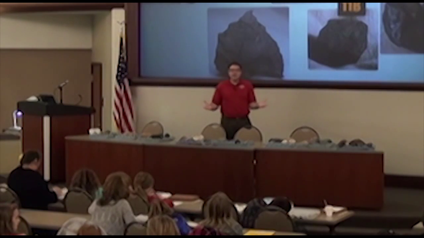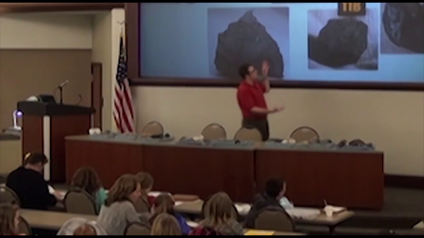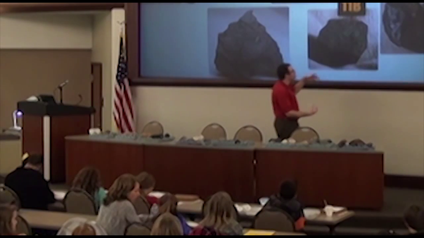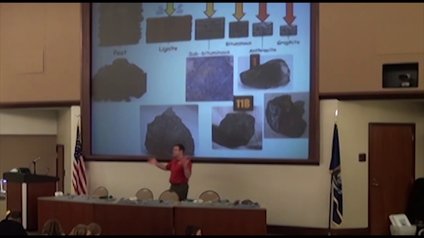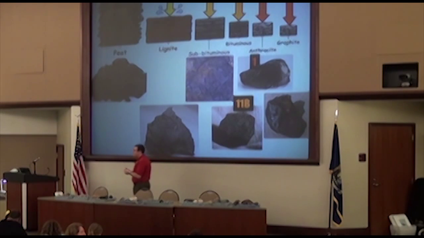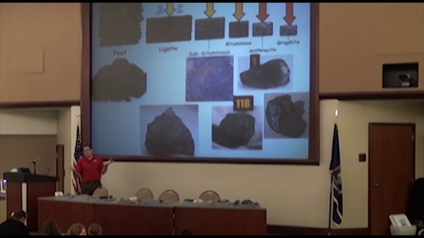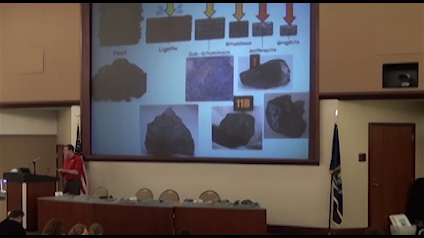Now, in the right conditions, theoretically, if you put enough pressure onto anthracite coal, graphite can form, which is another rock or mineral, depending on how you look at it. And that's almost pure carbon. It doesn't really happen very often in nature, but it is theoretically possible. So I want to bring that to light as well.